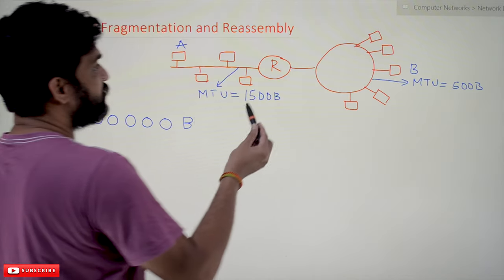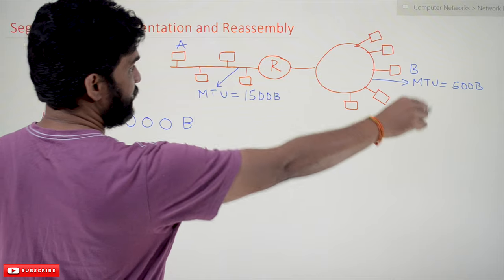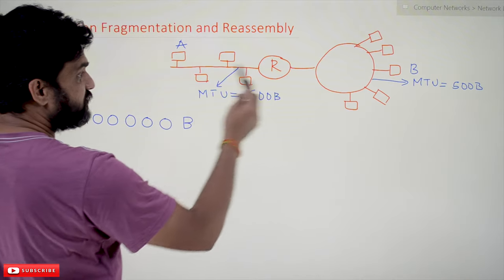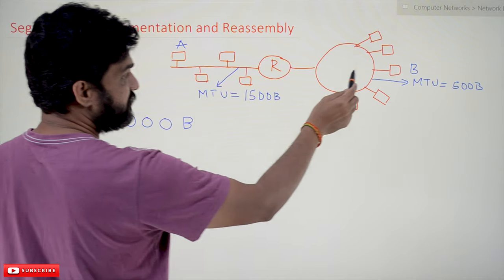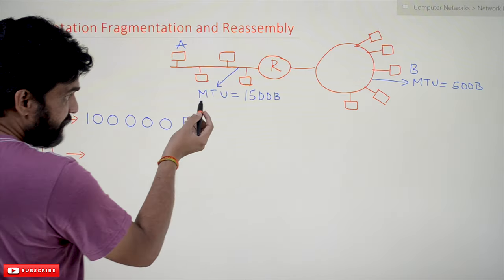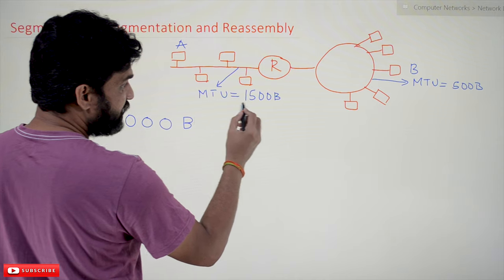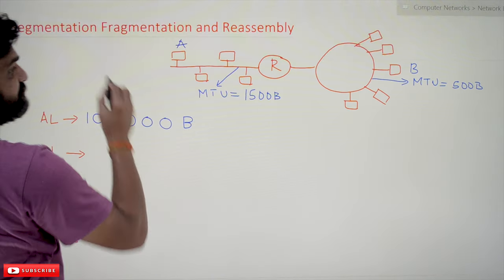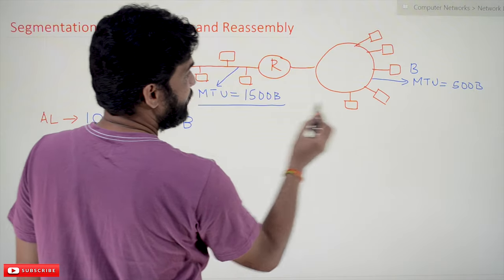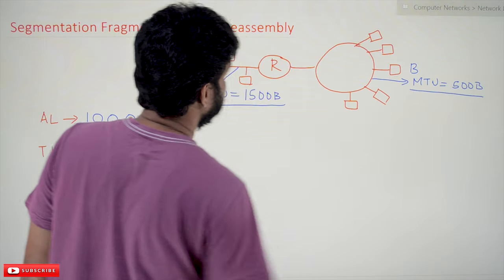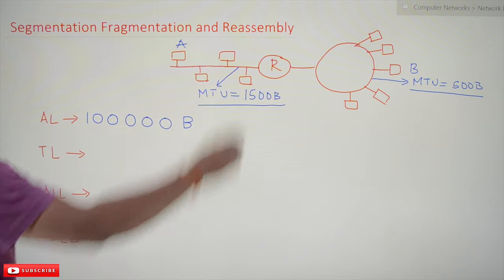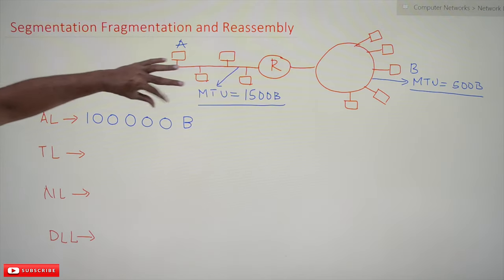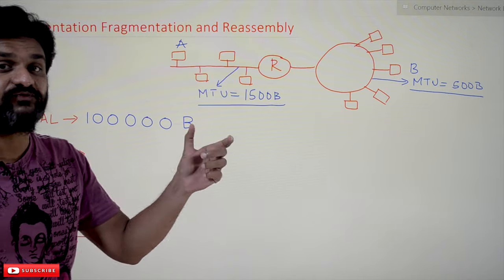To understand this concept, we'll take an internetwork, and these two networks are there. One is an Ethernet LAN and the other one is a token ring. The MTU for this is 1500 bytes. MTU means maximum transmission unit. The MTU for the other is 500 bytes. A wants to communicate with B. So A has to transmit 100,000 bytes of data, 1 lakh bytes of data.